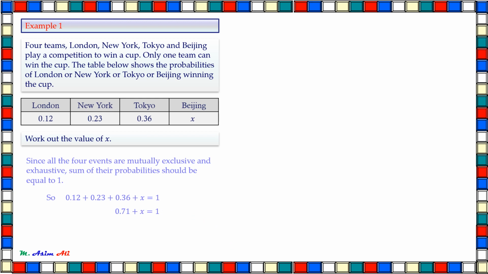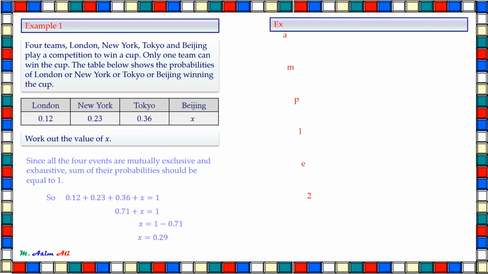We have to take the 0.71 to the right hand side, and when it goes to the right hand side, its sign will change. It will become negative. So we will have x equal to 1 minus 0.71, and when you subtract 0.71 from 1, we have our final answer: x is equal to 0.29. So the chance of the Beijing team winning is 0.29. Now we can see that the team from Tokyo is the strongest one, and the team from London is the weakest one.